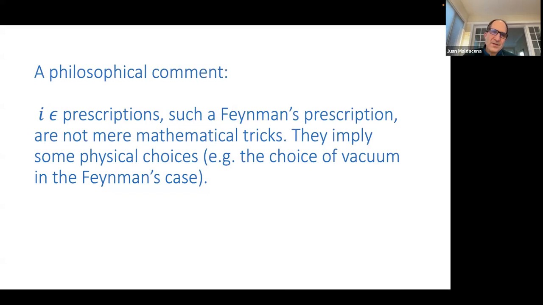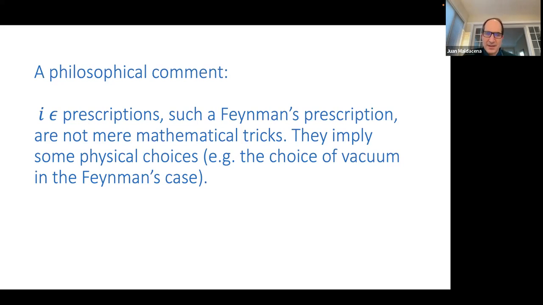So here is one philosophical comment that is related to a question that was asked in the beginning of the talk. I epsilon prescriptions, such as Feynman's I epsilon prescription, are not mere mathematical tricks. They usually imply some physical choices, like, for example, the choice of vacuum in the Feynman case. And we haven't managed to have an understanding of the I epsilon prescription that Saad, Shenker, and Stanford did that is as precise as the one we have for the Feynman one. So for now, it's just the prescription, and its full physical implications we have not understood.